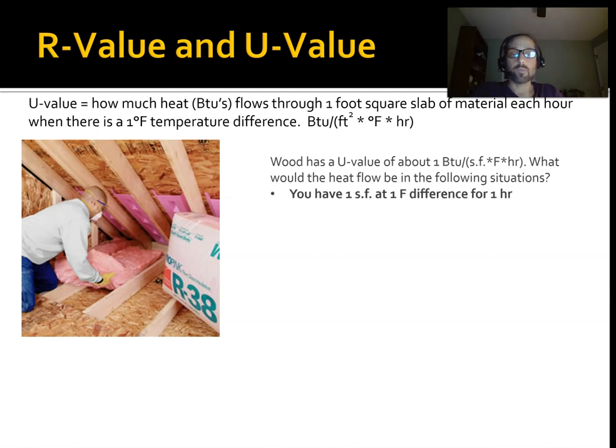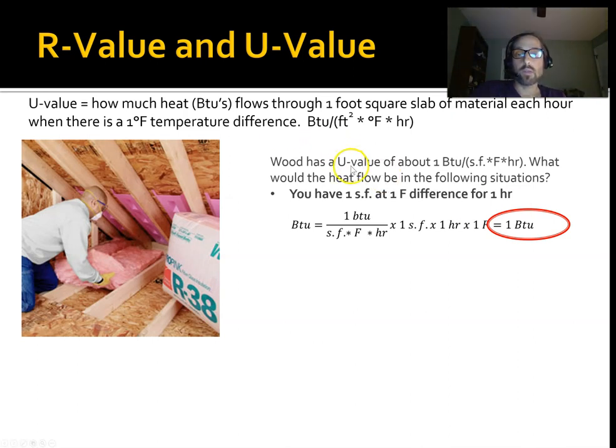So if I have 1 square foot with a delta T of 1, assuming we have a U value of 1, okay? Wood has about a U value of 1. So I have 1 square foot, 1 degree temperature difference for 1 hour. How many BTUs am I going to lose? 1 BTU, right? So that's what it means. A U factor of 1 means over the course of 1 hour, if you have 1 square foot, you'll lose 1 BTU with a 1 degree temperature difference, and that's exactly what we have, okay?